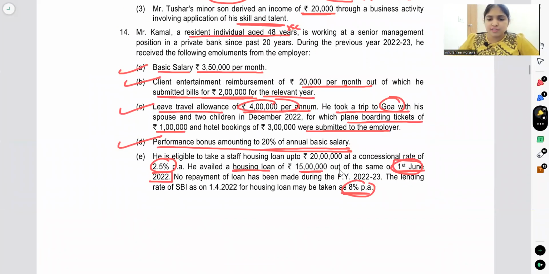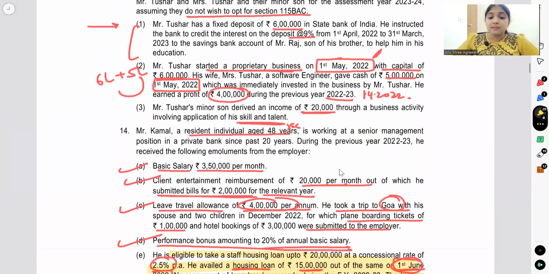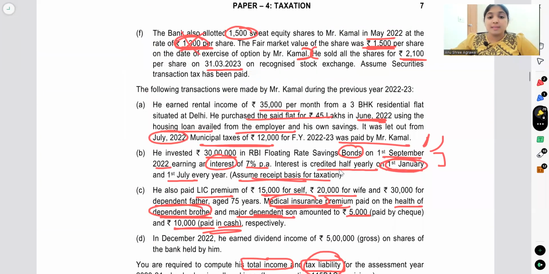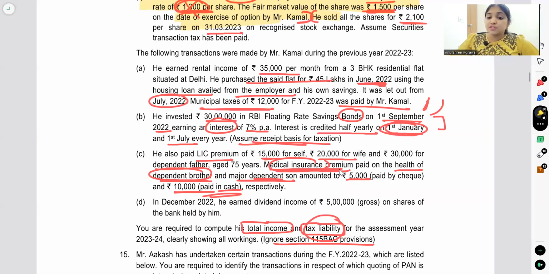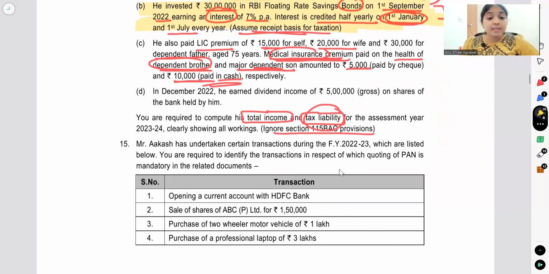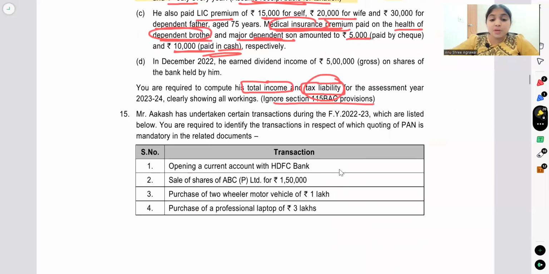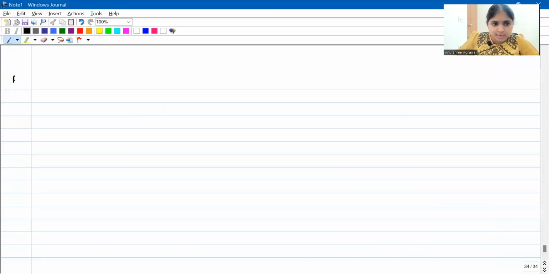Number one, this was an interesting adjustment about the concessional interest loan. Then even leave travel allowance, hotel bookings, I will not get the exemption. Then sweat equity shares was from both capital gains perspective also, salaries perspective also. Then this was interesting, calculating interest on the receipt basis. And the other adjustments were, I think, more or less simple. All right, so we'll close this question. Come on, guys, let us go to the last question now.